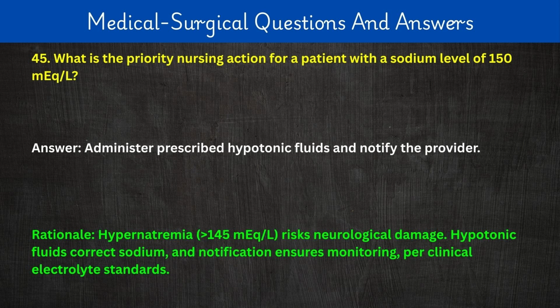45. What is the priority nursing action for a patient with a sodium level of 150 milliequivalent/L? Answer: administer prescribed hypotonic fluids and notify the provider. Rationale: hypernatremia greater than 145 milliequivalent/L risks neurological damage. Hypotonic fluids correct sodium, and notification ensures monitoring, per clinical electrolyte standards.